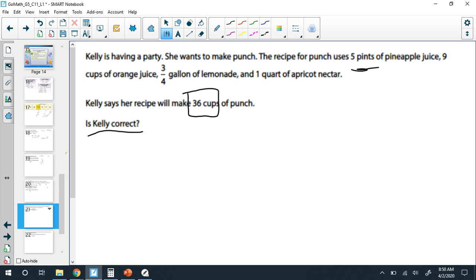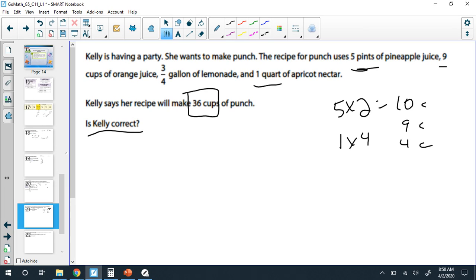So here we're going to start with 5 pints of pineapple juice. Each pint has 2 cups in it, so 5 times 2 equals 10 cups of pineapple juice. Here, we don't even have to change orange juice. It's already in cups, so 9 cups of orange juice. Now, I'm going to come back to the gallon one because it's probably the hardest one. 1 quart of apricot nectar. Well, a quart has 4 cups in it, so 1 times 4 is 4 cups.